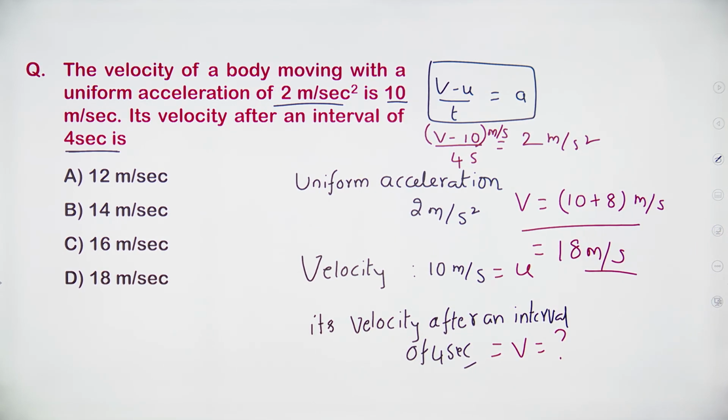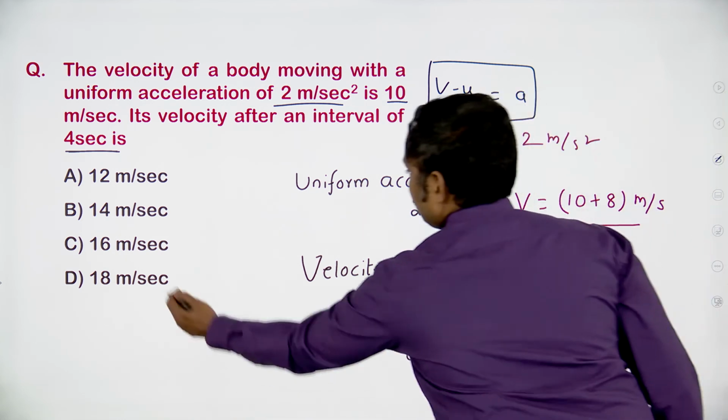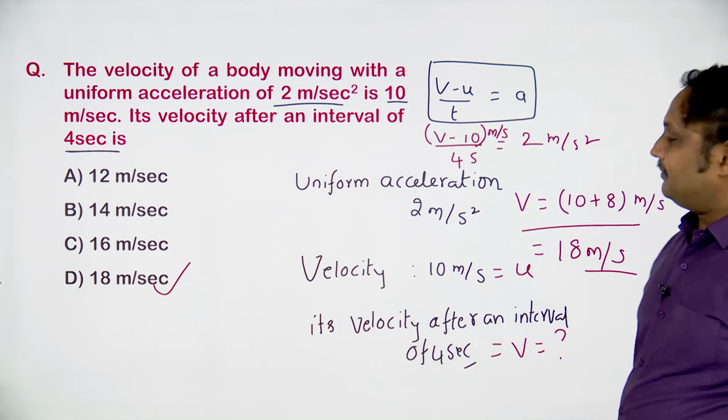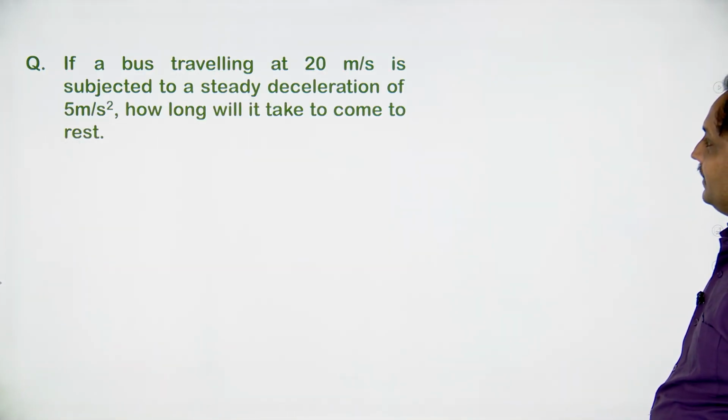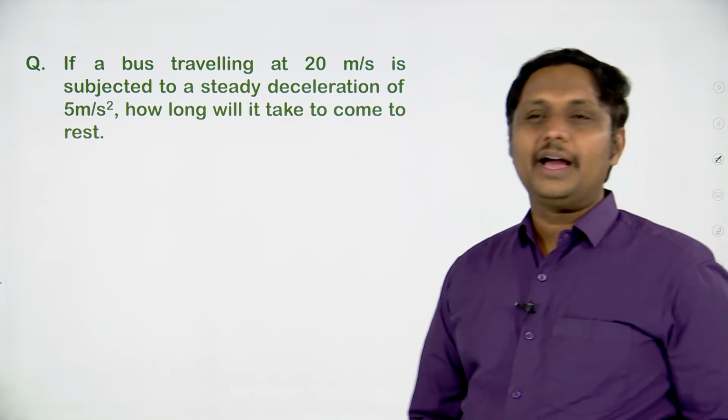Everybody has to look into which is the correct option. From the given values you have to get this one. This is going to be 18 meter per second. It's very clear. Okay, there is one more problem.